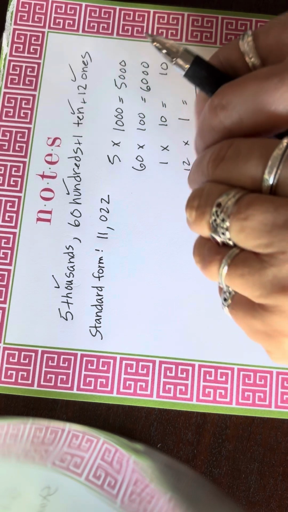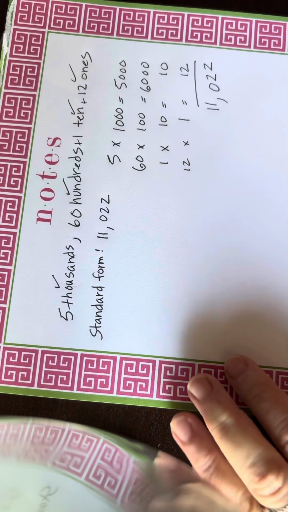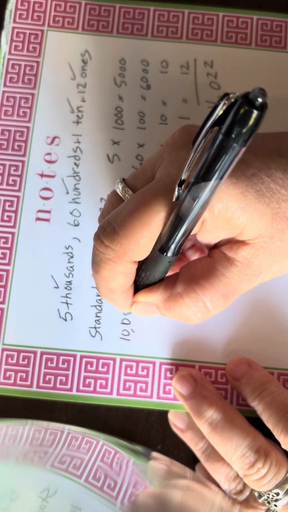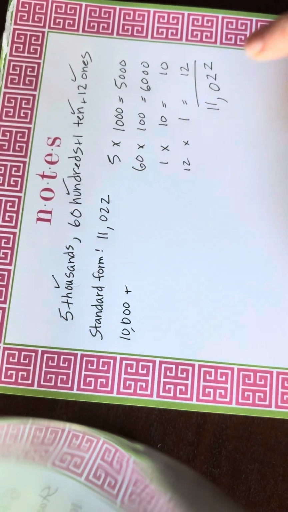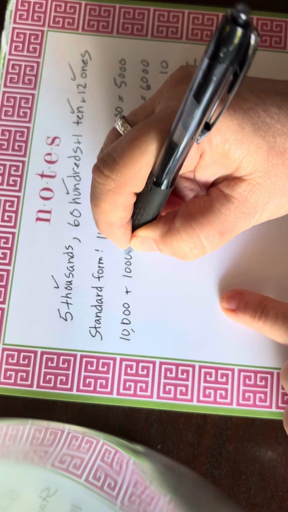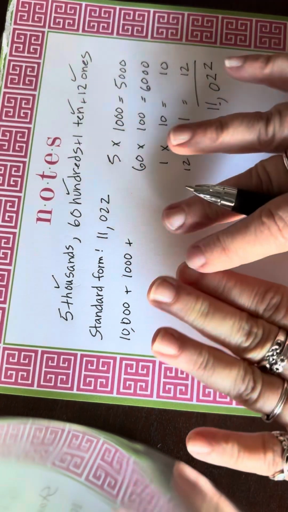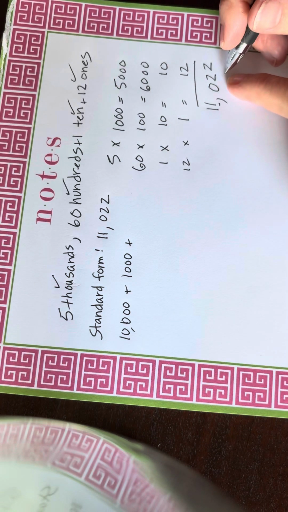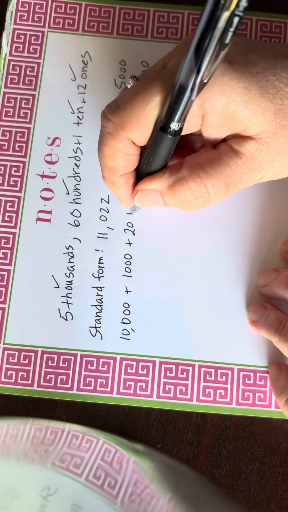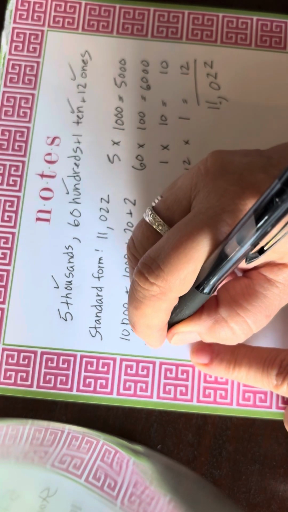All right, so now we have to write this number in expanded form. That means we're going to take that number and break it apart. So we're going to take a look at this again. I have 10,000. And then I'm going to add 1,000. I don't have any hundreds, so 0 hundreds. So that means I don't write anything. I have 2 tens, which is 20, and then I have 2 ones. So this is my expanded form.